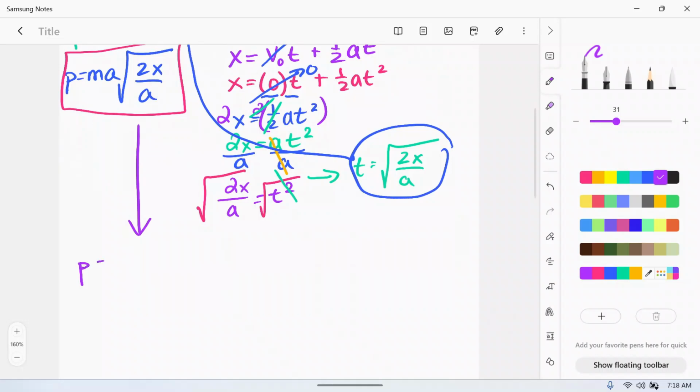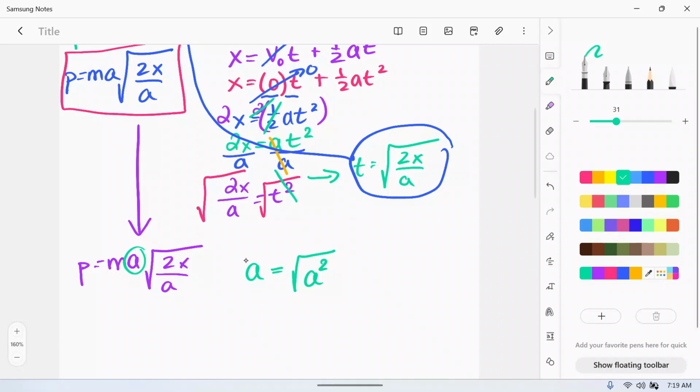So I have p is equal to ma times the square root of 2x over a. So when I do this, one thing I notice is that there's two A's. I need to get my A's together. The easiest way to do that is to find a way to get this A that's out here inside the square root with my other A. And I can do that by remembering that if I have A, that's actually the same thing as the square root of A squared. Now that's really weird, but if I square root a square, it cancels. So A is equal to the square root of A squared. That's just saying A equals A.